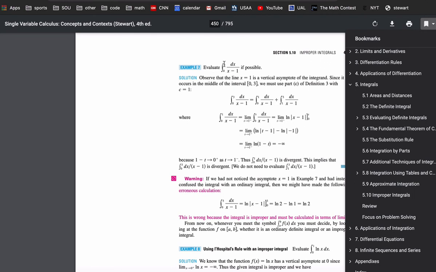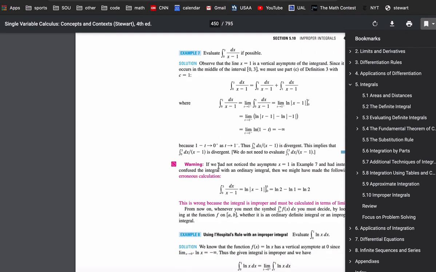So kind of same idea. They go from 0 to 3 of 1 over x minus 1. And maybe you note that x minus 1 is a discontinuity. So you got to break it up from 0 to 1 and then 1 to 3. And then you do the same limit things that I just described in this video. And when you do all this, you figure out you get negative infinity as the value of this limit. So you figure out that it's divergent.